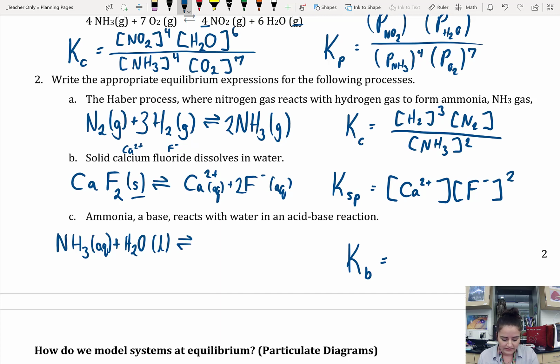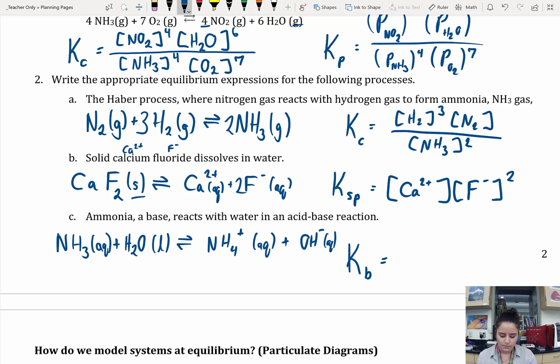So we have ammonia reacting with water. Ammonia is a base, which is a proton acceptor. So it's going to form the ion NH4 plus when it accepts the hydrogen ion from the water, and it'll leave that OH minus there.